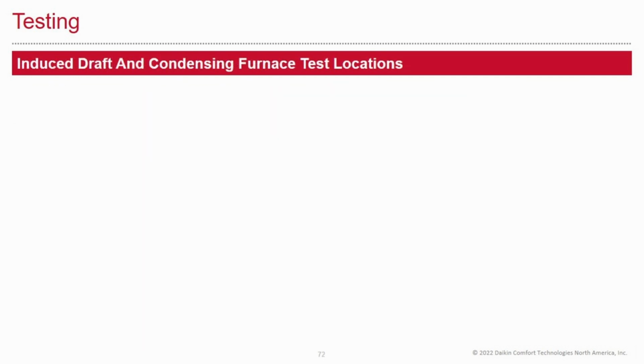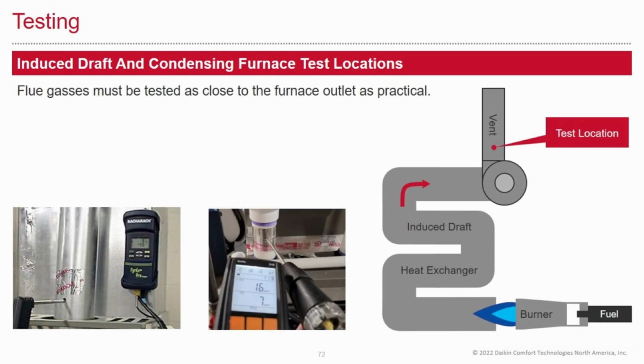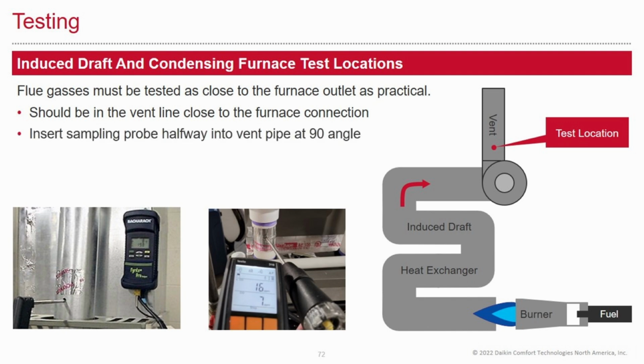Induced draft and condensing furnace test locations. Flue gases must be tested as close to the furnace outlet as is practical. It should be in the vent line close to the furnace connection. Insert the sampling probe halfway into the vent pipe at a 90-degree angle. The opening in the vent pipe must be sealed after use.